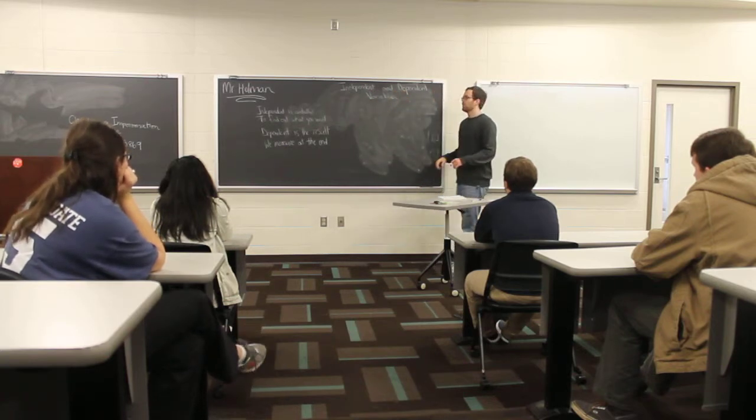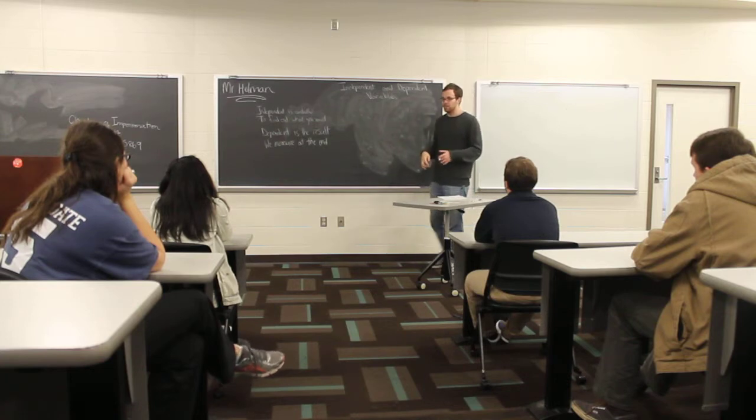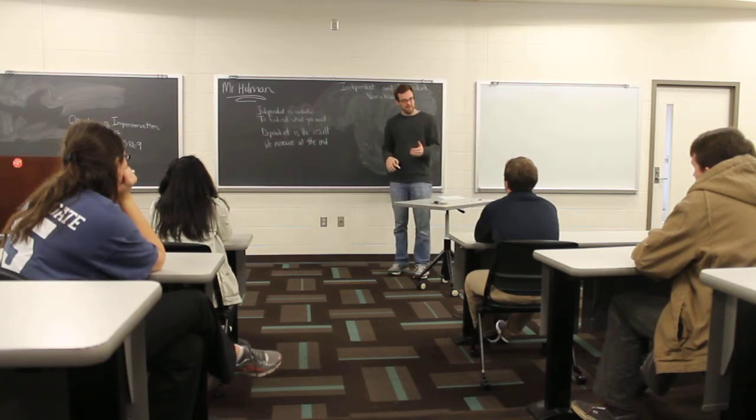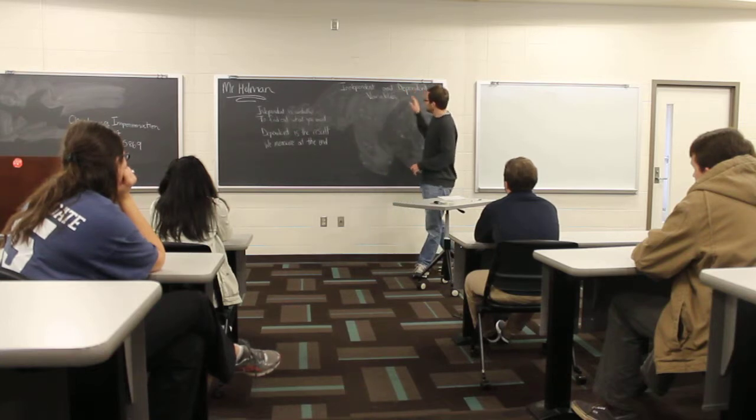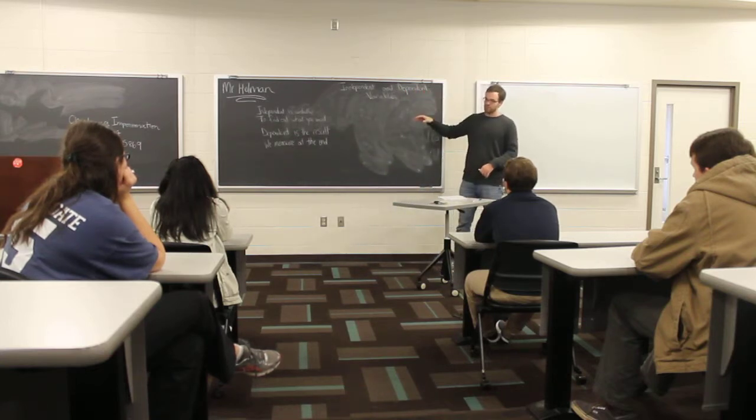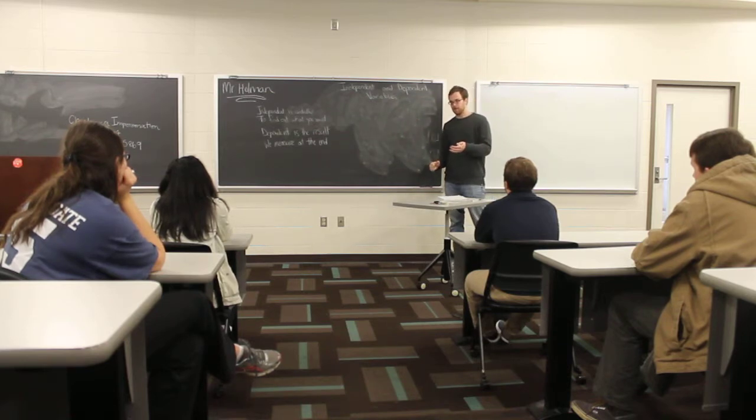Okay, so the basic thing that you need to remember is the independent variable is what you control. You control the independent variable, okay? And at the beginning of the experiment, you can change your independent variable. Your dependent variable is what you measure, okay? You measure the dependent variable at the end of your experiment.